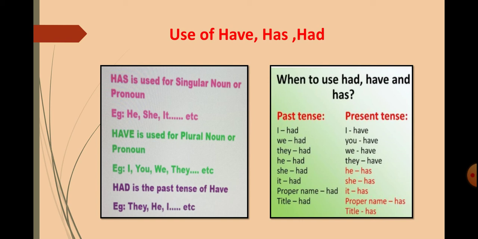Now let's see when to use had, have and has. Past tense: I had, we had, they had, he had, she had, it had. Proper name had, for example, Ram had. Title had. Present tense: I have, you have, we have, they have, he has, she has, it has. Proper name has. Title has.